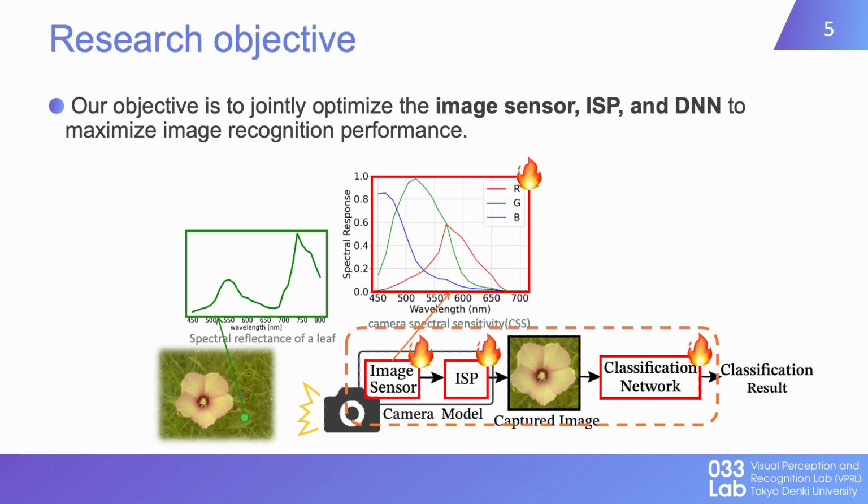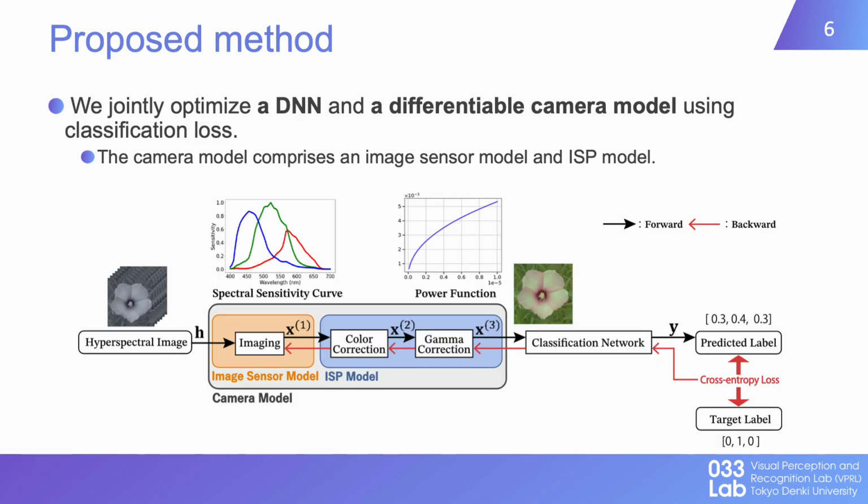So the goal of our research is to optimize the whole pipeline for image recognition. We train the image sensor, the ISP, and the DNN jointly. Here is an overview of our proposed approach. We jointly optimize the camera model and the DNN.